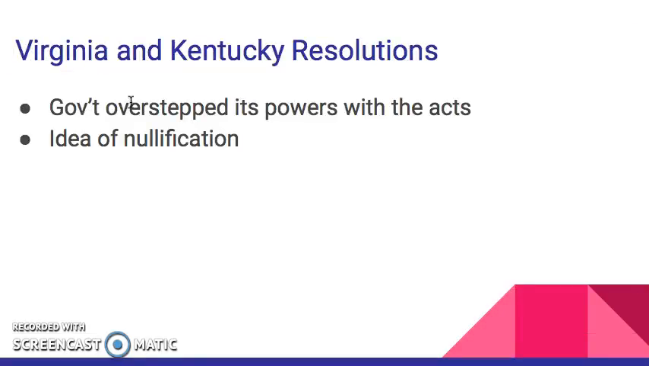And then what came next was some pushback. Obviously, the people aren't going to be okay with the government just taking away their rights. So came the Virginia and Kentucky resolutions, which argued the government overstepped its powers with these acts, and the idea of nullification, which meant that the states can nullify any federal laws that go against their rights. All right, next we'll talk about Thomas Jefferson's presidency.